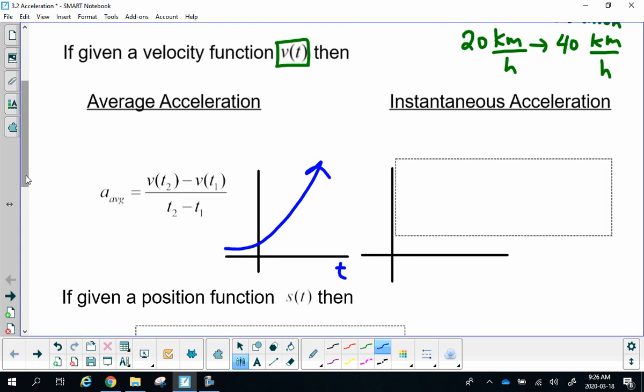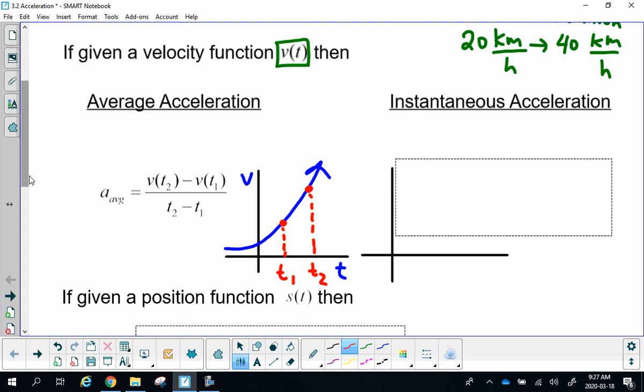So if we have a velocity time graph right here, we would have some point here, which we can call t1, and some point here, which we can call t2. And in that case, we would say that the average acceleration is a linear line between those 2 points. It's the slope between those 2 points.